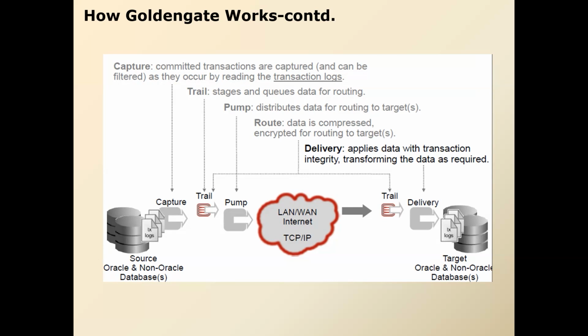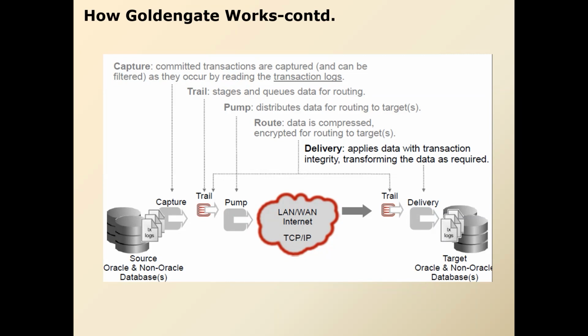Okay, so there are three processes involved in GoldenGate replication. First is the extract process, which captures the data by reading the transaction logs of the database, which basically retrieves the changes from the transaction logs. Now, once the data is extracted from the transaction log, as I told you, only the committed transactions get written into the local trail by the GoldenGate extract process.